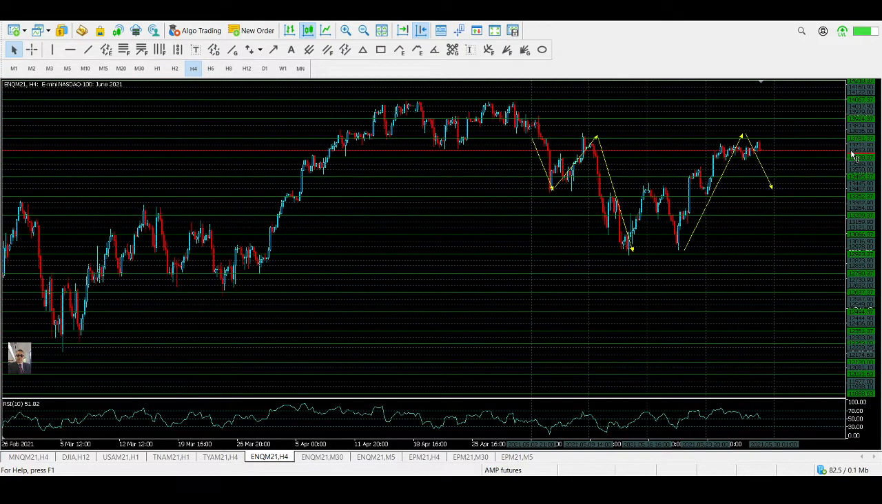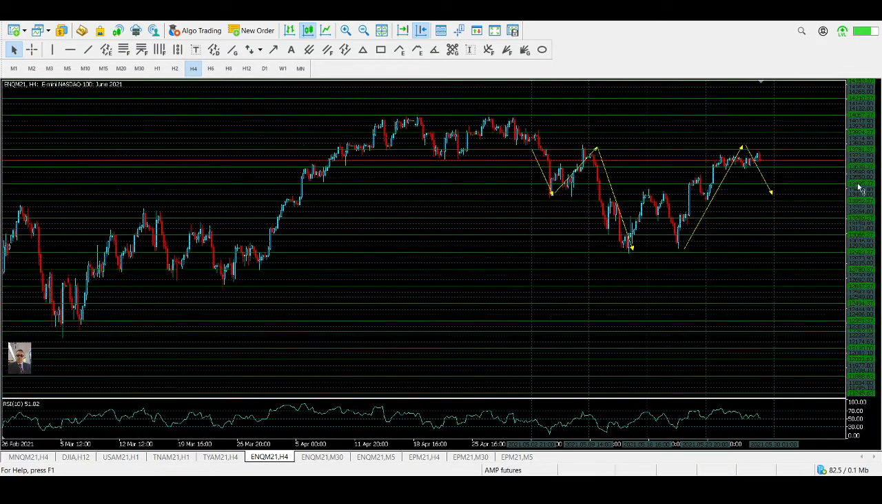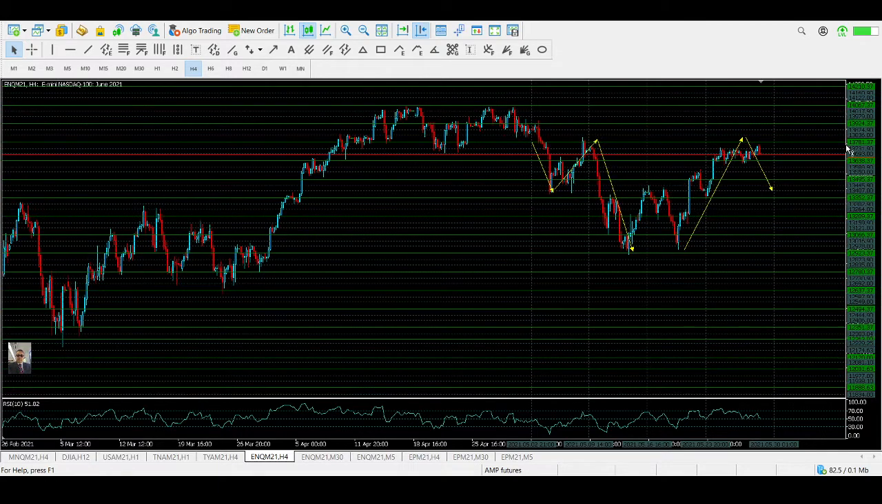But as you can see right now, I've got the support and resistance dropped in, and it makes a massive difference to the levels that I can plan my trade on. So H4, you can still use it as a bit of a long range kind of thing.